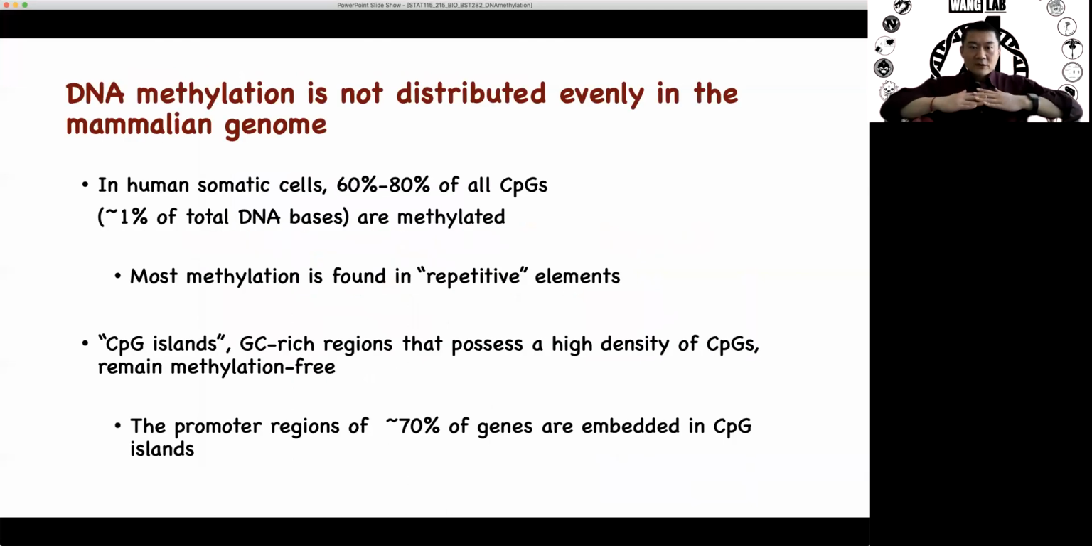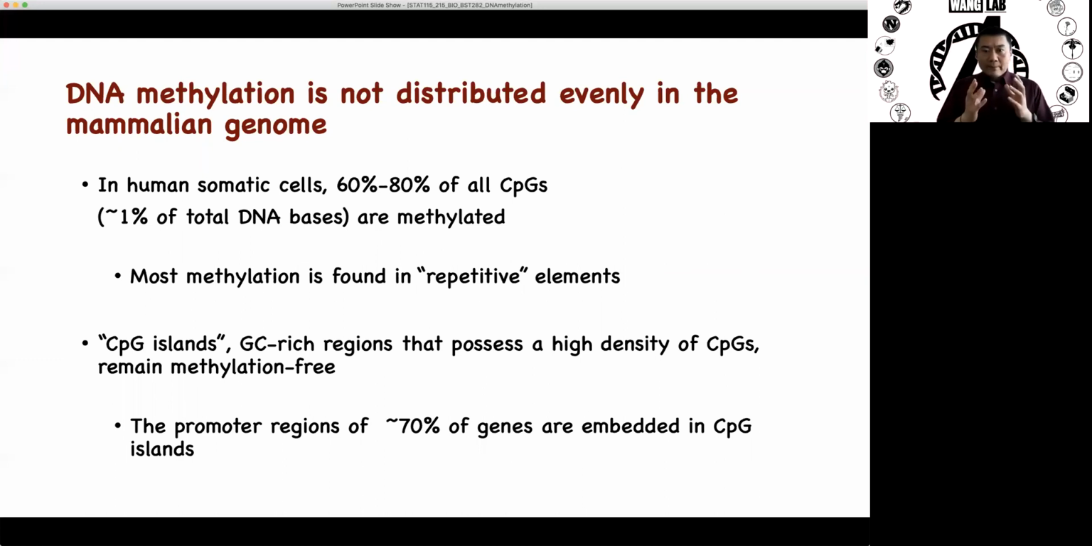Turns out CpG methylation is not evenly distributed in the genome, right? So in our genome, as an example, about 70% of CpGs are methylated, and they're mostly concentrated in the repetitive elements or transposable elements, right? In fact, their main purpose of DNA methylation is to keep those regions repressed, right?